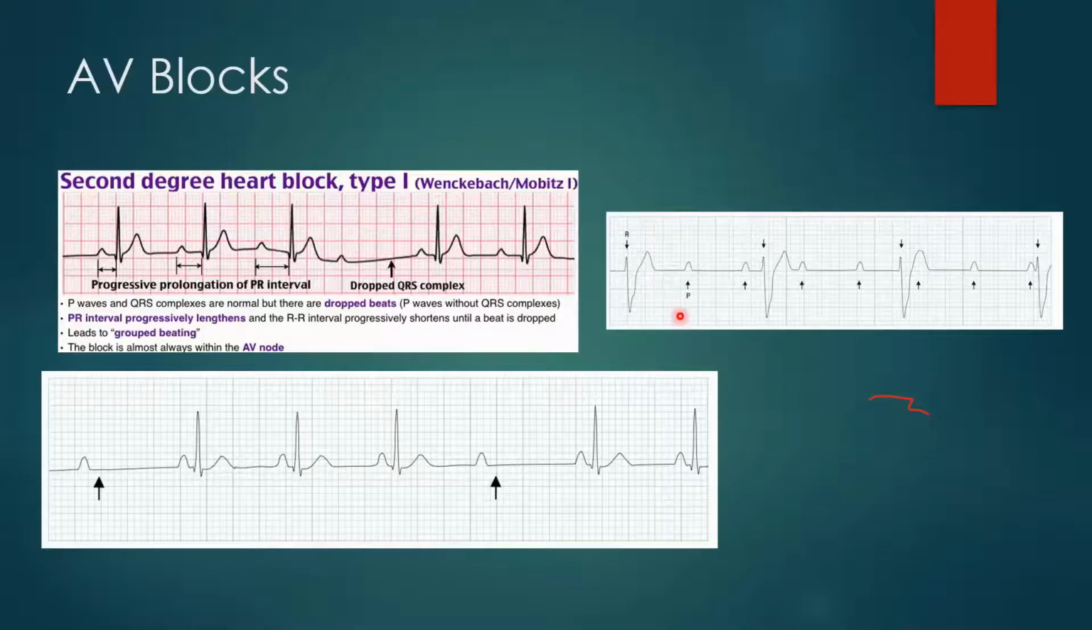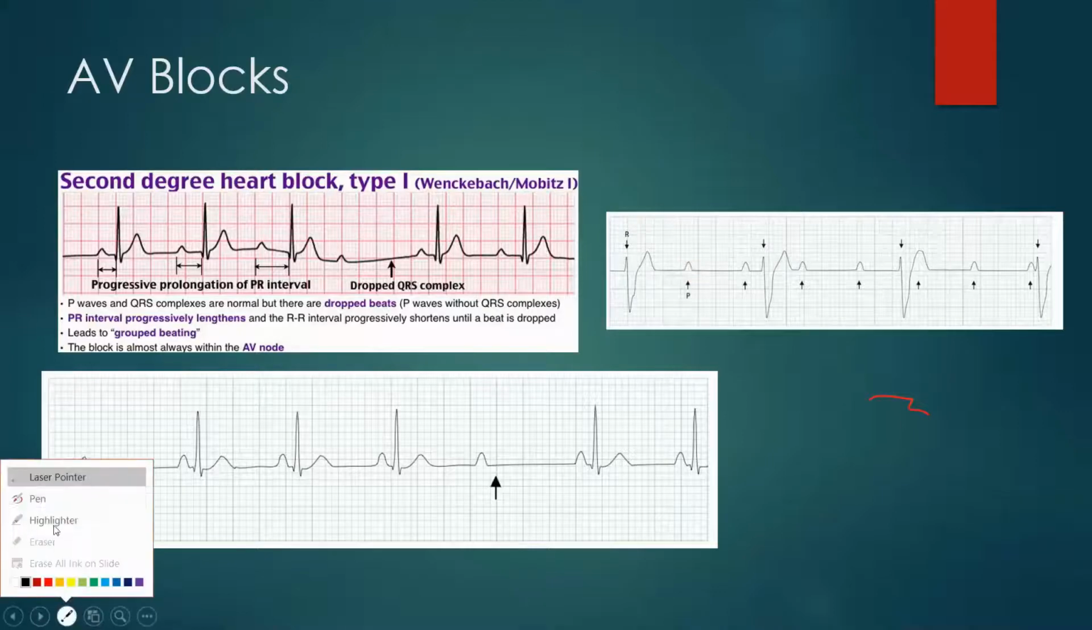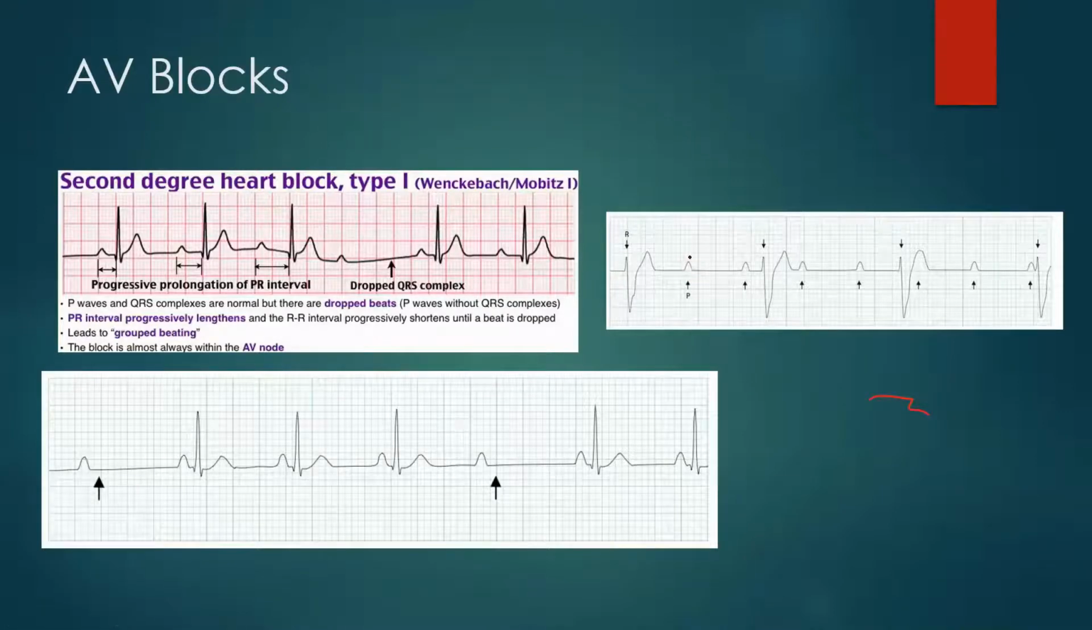So the atrium is firing normally, and you can see that if you march your P waves out, your P waves are going to end up perfectly in sync. If you took calipers and measured how far apart those are, they're going to be the exact same distance apart each time.